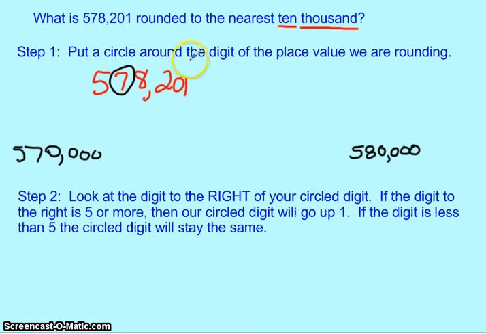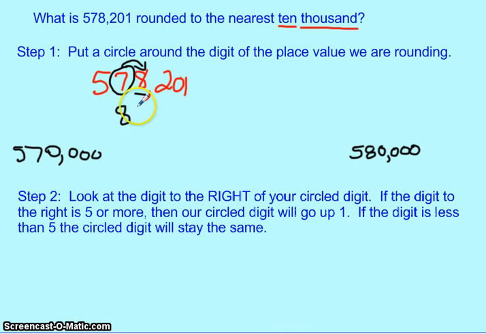Okay, so now I get to step 2. It says look at the digit to the right of your circled digit. Okay, so let's take a look. Remember, the lady in the former video said, look next door and see what we have. So we have an 8 there, and we know it takes 5,000 to make exactly half of a 10,000, but we know that 8 is more than that. So therefore, our circled digit will go up 1 to the next 10,000, which would be 8 10,000s.